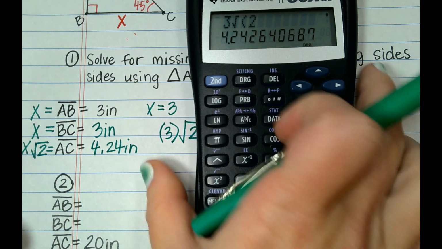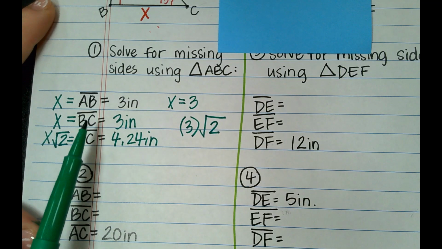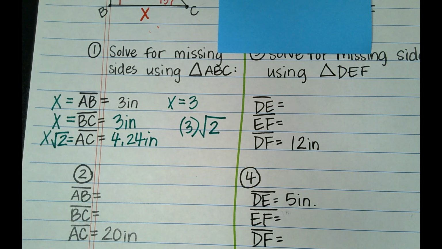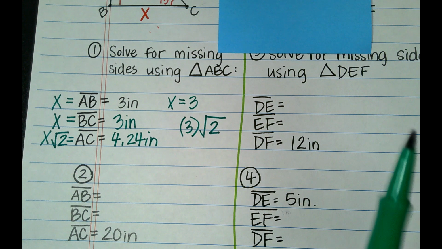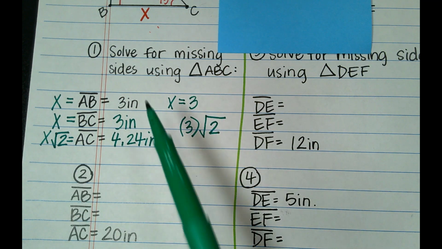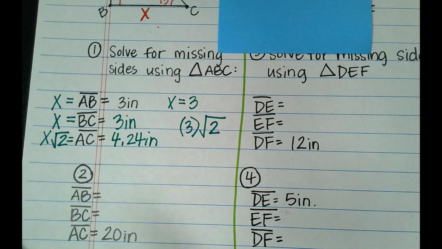Yay. Okay, so we've solved number 1. We have both of the other missing sides. All right. Now, before we go on to number 2, do we have any questions about how we got any of these values?